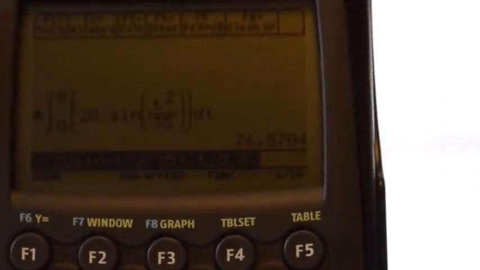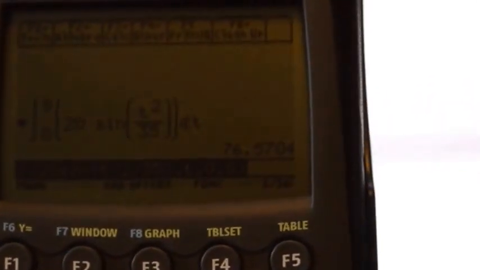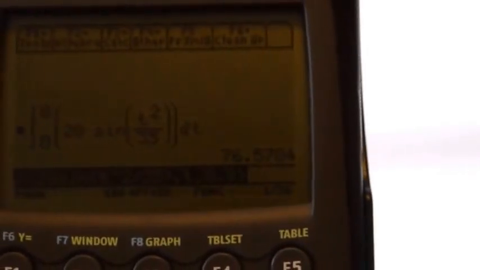So on the TI-89, how you're going to solve this problem is by hitting F3, then 2. That'll allow you to integrate. Now you're going to type in the function 20 sine of t squared divided by 35. And make sure that you integrate for t and that you give it the bounds of 0 and 8. Close the parentheses and you get the answer. Let's go on to part B.